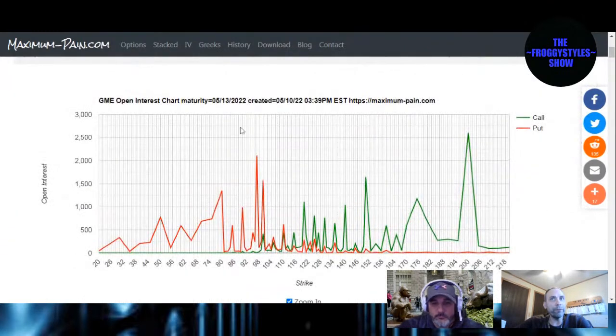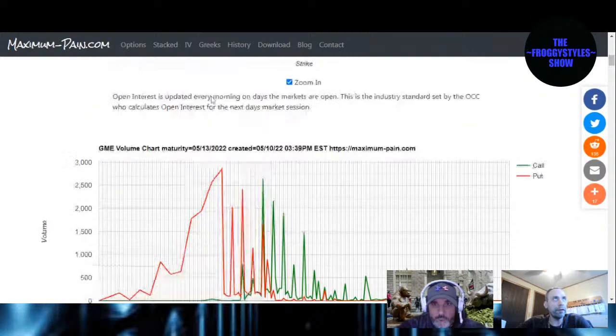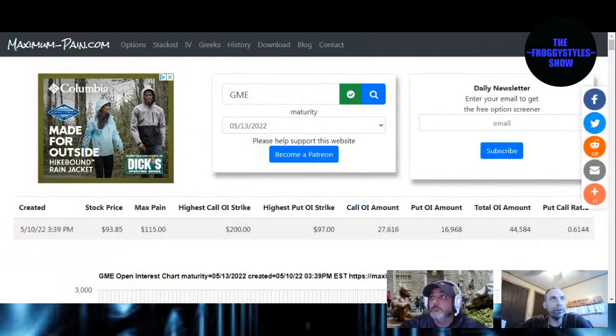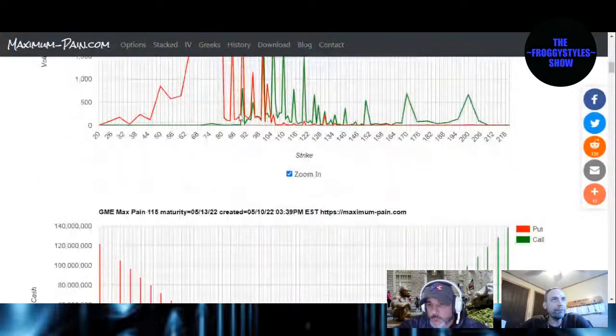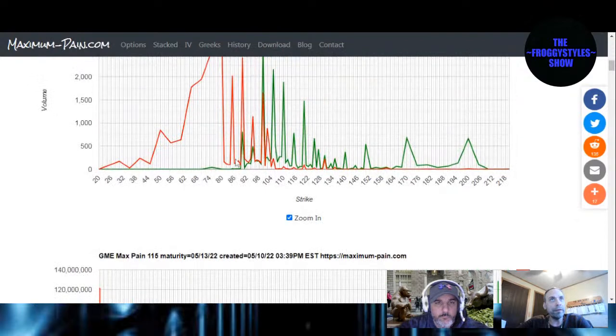So we're going to scroll past the first chart. And all I did was I went up into the address bar and I changed the last 3 letters from AMC to GME. Or you could punch it in right here in this little box and you can update it. So I went to the second window. Down on the third one, it says max pain's 115.